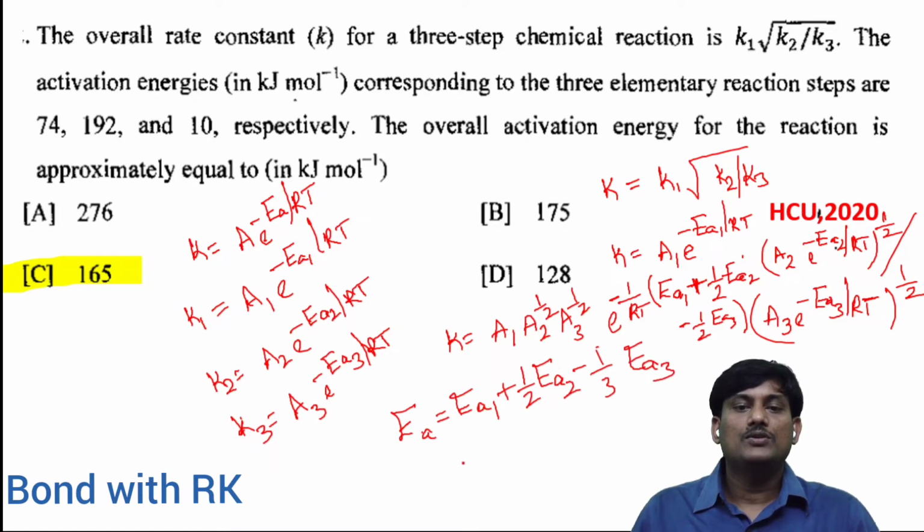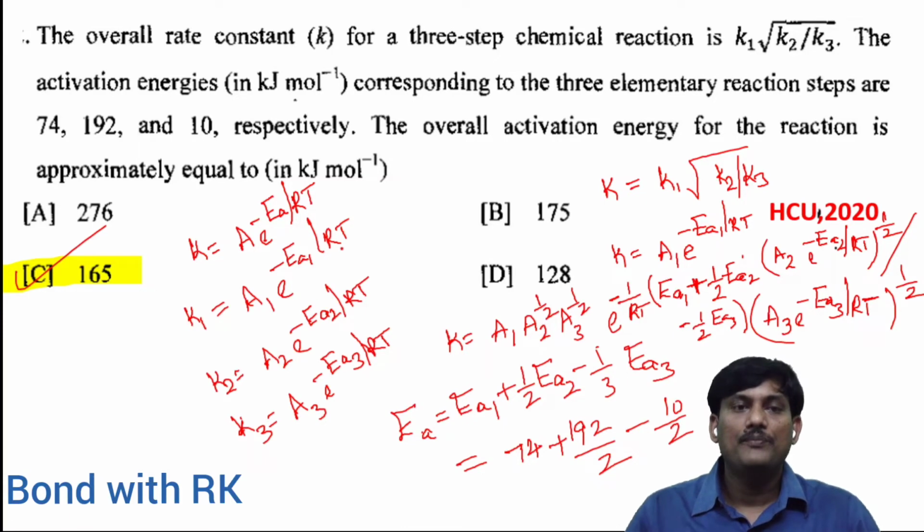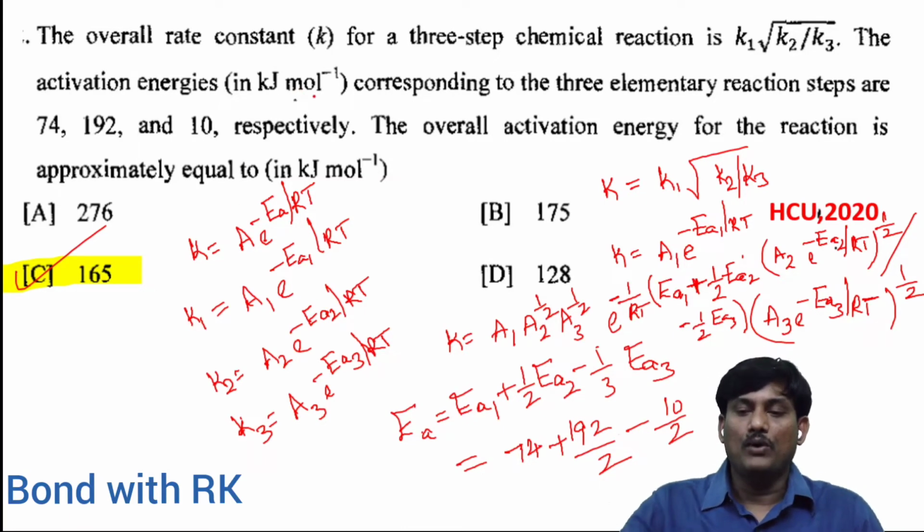So you will get Ea1 is given as 74, 192 by 2, minus 10 by 2. Okay, after simplification, you will get 165 kilojoule per mole.